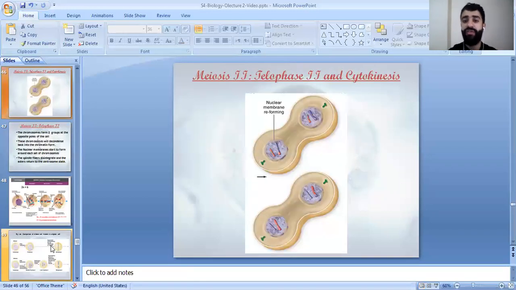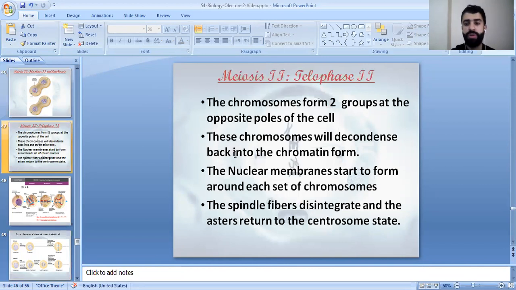Then we have telophase 2 and cytokinesis. In telophase 2 and cytokinesis, every daughter cell is going to divide into two, so the result will be 4 daughter cells. The chromosomes form two groups at the opposite poles, and they decondense and go back to chromatin. The nuclear membrane starts to form around each set, and the spindle fibers disintegrate and the aster returns to the centrosome. So the whole of meiosis 2 is similar and identical to mitosis.